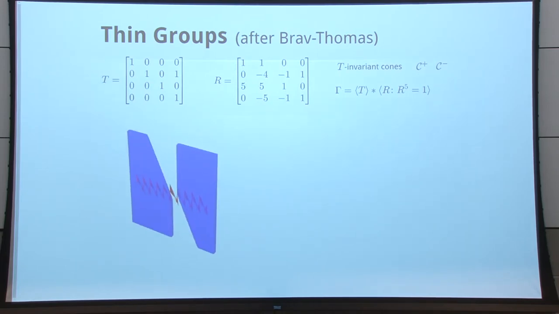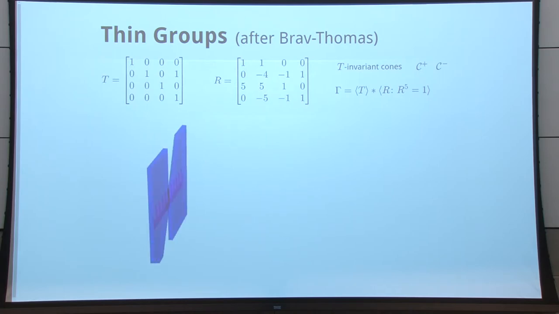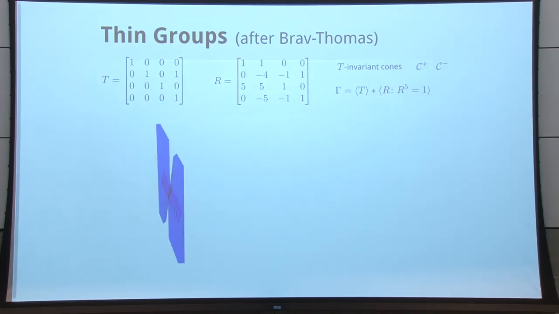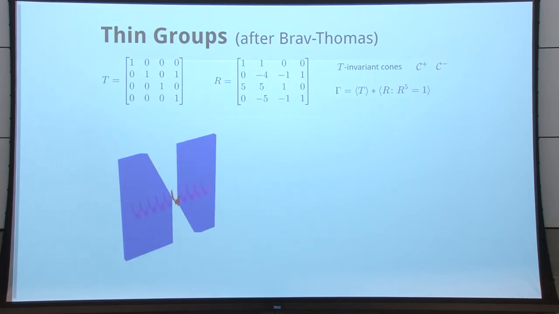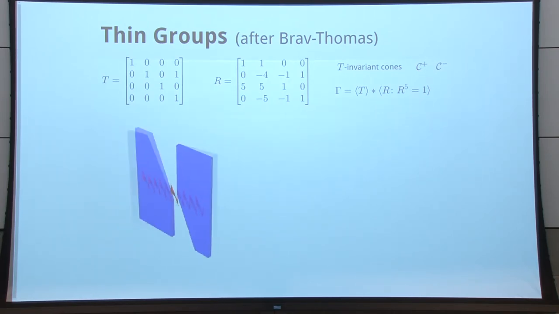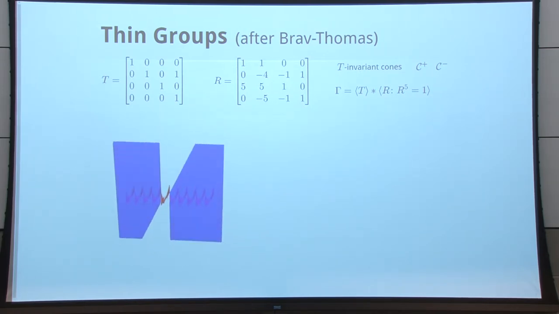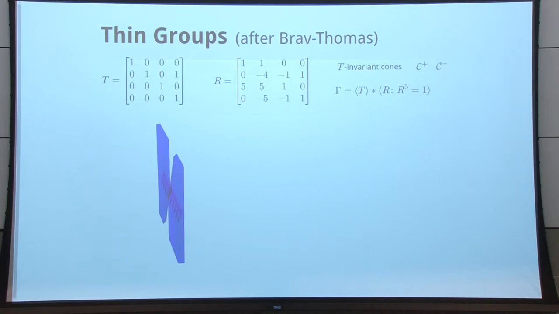So T, if you subtract the identity matrix from T and square the result, you already get zero. And U does not have this property. I didn't write down U explicitly because it's a bigger matrix. Okay, so these are the two cones, C plus and C minus.